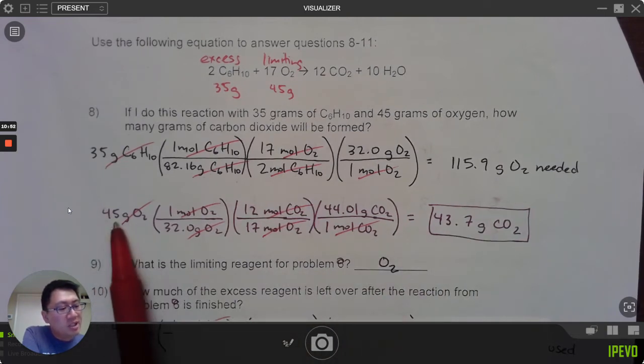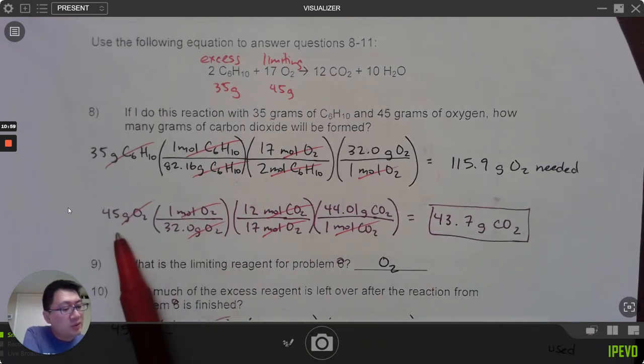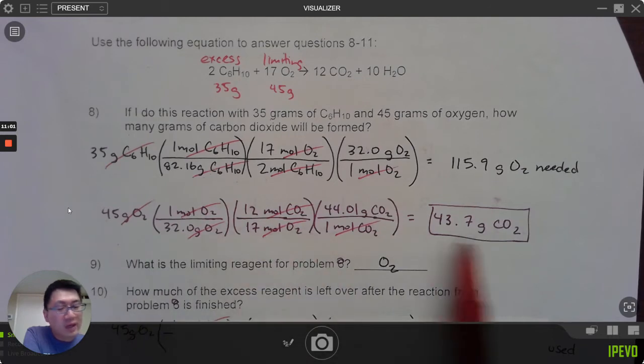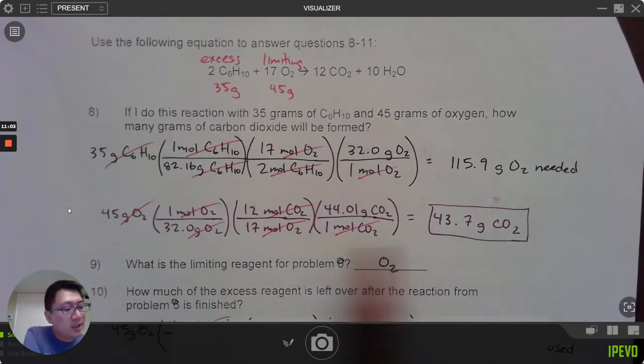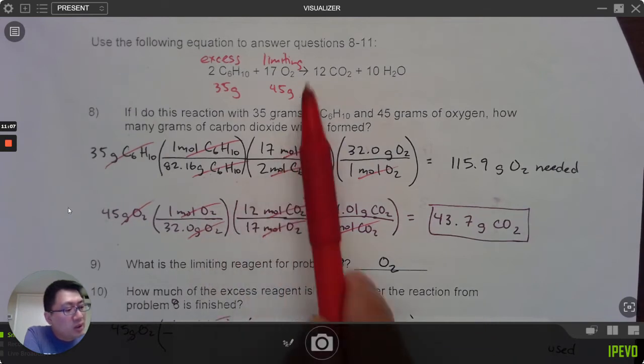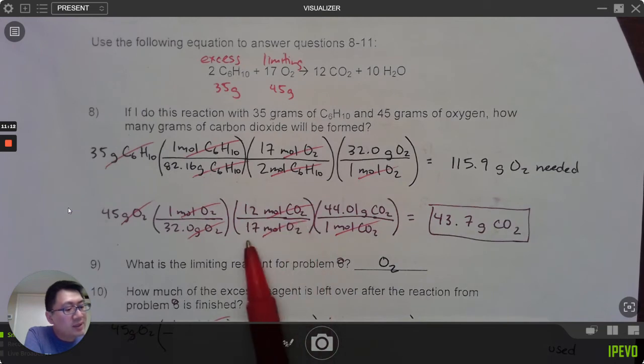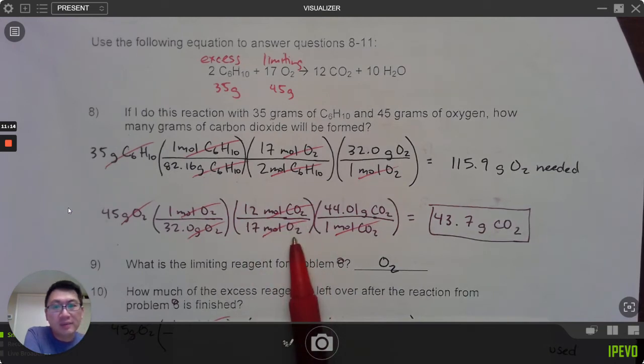Use the limiting reagent, in this case oxygen, my 45 grams of oxygen, to answer the question. So using my limiting reagent, 45 grams of oxygen, use it to solve for how many grams of carbon dioxide. Change grams to moles, molar mass of oxygen is 32. The ratio of carbon dioxide to oxygen is 12 to 17. 12 moles of carbon dioxide is 17 moles of oxygen. Then change my moles back into grams.